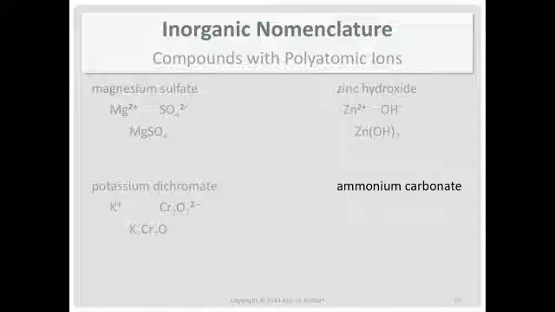The ammonium ion, NH4 1 plus, and there's the formula for the carbonate ion. Now this is a little different because now you have a polyatomic cation, and with charge balancing you need 2 of those polyatomic cations. So you have to put the ammonium ion in parentheses.